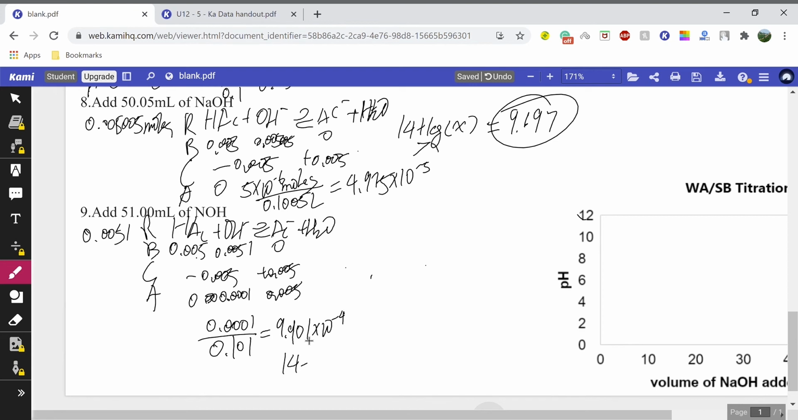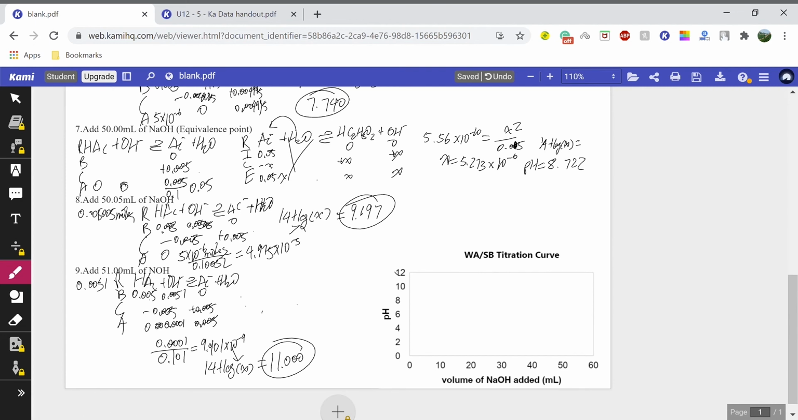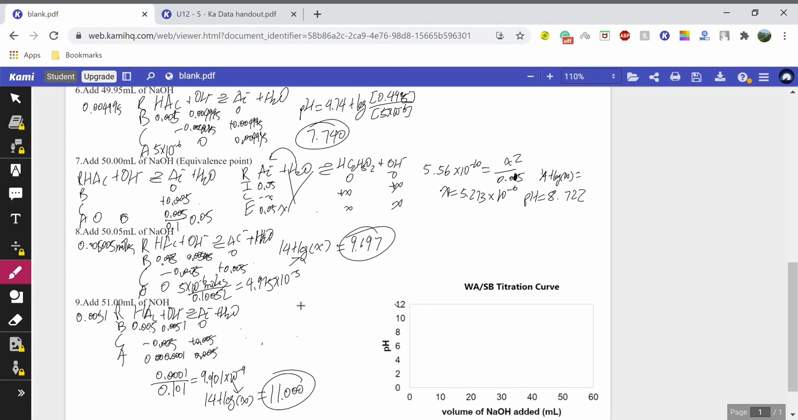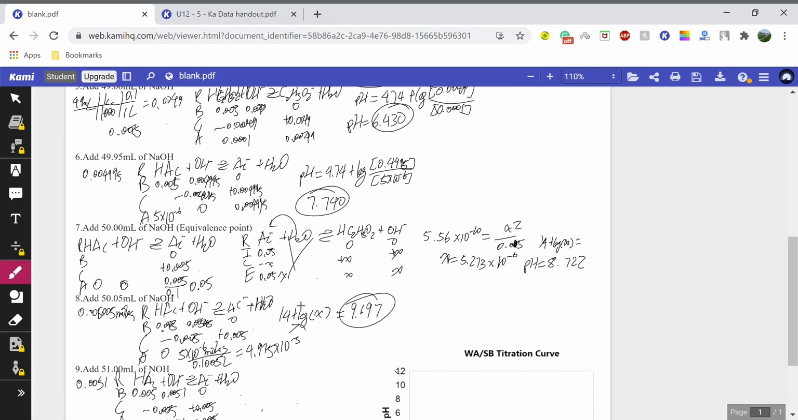Now you do 14 plus the log of that. 14 plus log of that number is going to give you 10.995, which would be 11.000. And basically, to summarize, if you have an excess of OH minus or H3O plus, you can simply divide it by the volume to get the molar, and then when you have molar, you can find the pH by taking the negative log of it or 14 plus the log of it. So yeah, when there's excess, it makes our work really easy.